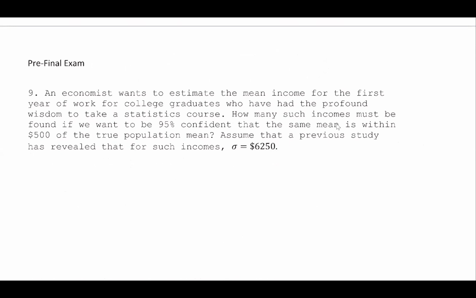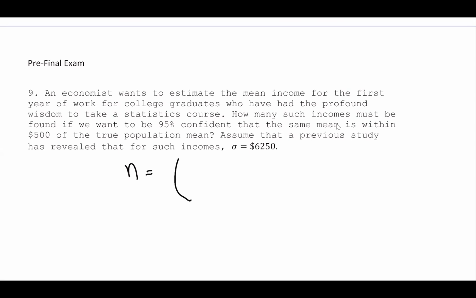For number 9, it says economists want to estimate the mean income for the first year of work for college graduates who had the profound wisdom to take a statistics course. How many such incomes must be found if we want to be 95% confident that the sample mean is within 500 of the true population mean? Assume that a previous study had revealed that for such incomes, sigma is equal to 6,250.